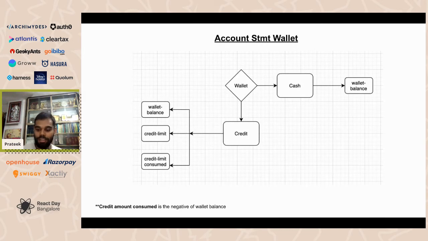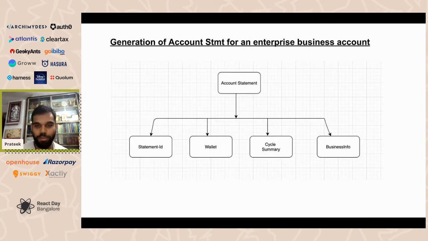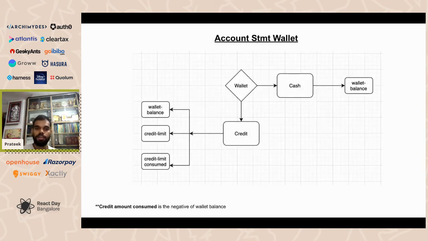Wallet. This is the account statement for the customer, for Uber in this case. The customer wallet can be of type credit or cash. Cash is like a Paytm wallet, credit is like your credit card. If the wallet is of type cash, it has a wallet balance. If it's credit, it has a wallet balance, a credit limit, and a credit limit consumed. For example, you have a credit of 20,000 rupees and you spend 5,000, so your wallet balance becomes minus 5,000 if you are a credit customer, and your available credit limit is 15,000. That's the way it works if it's credit.